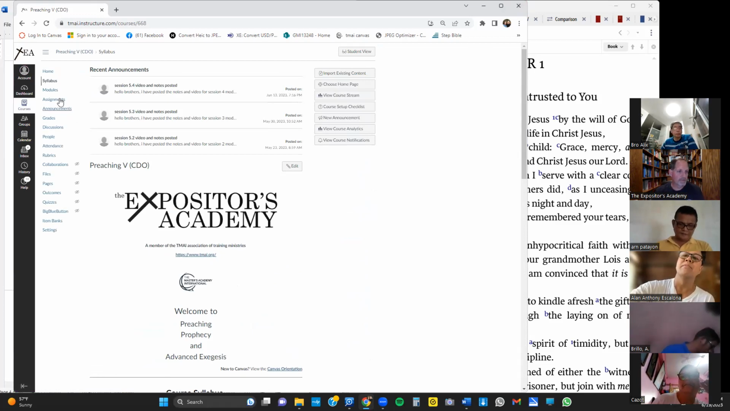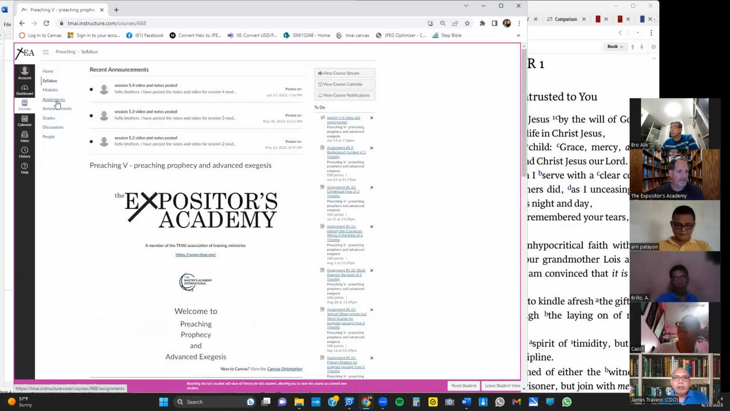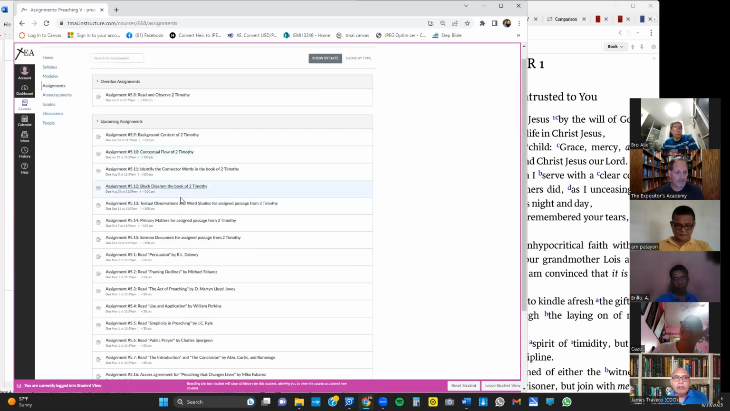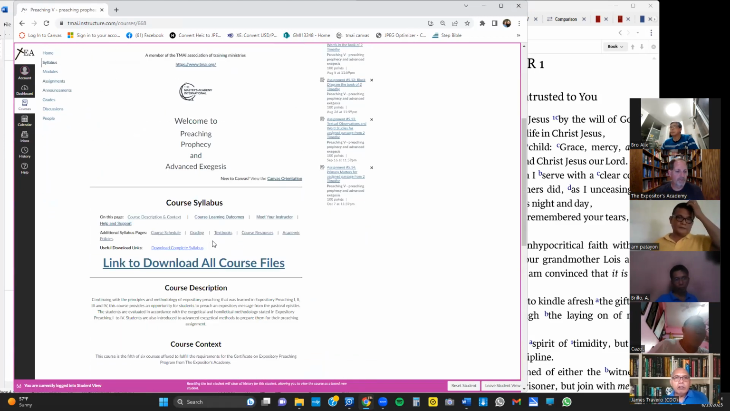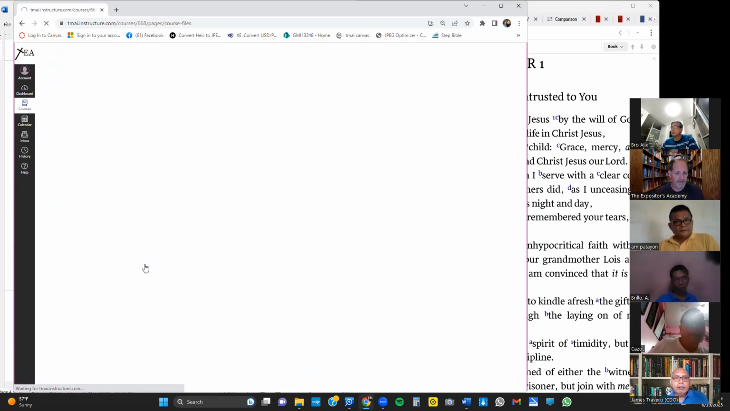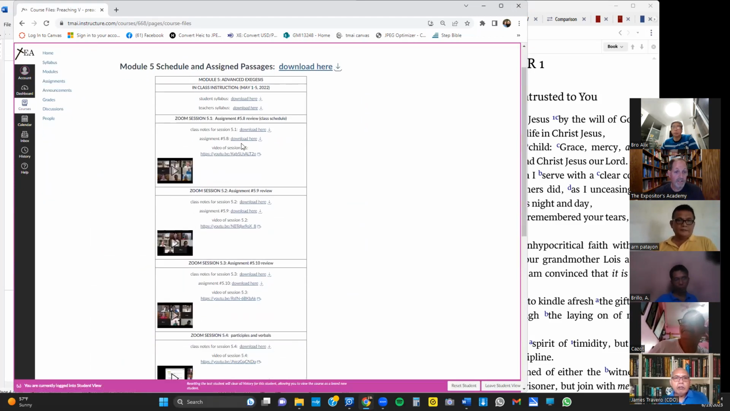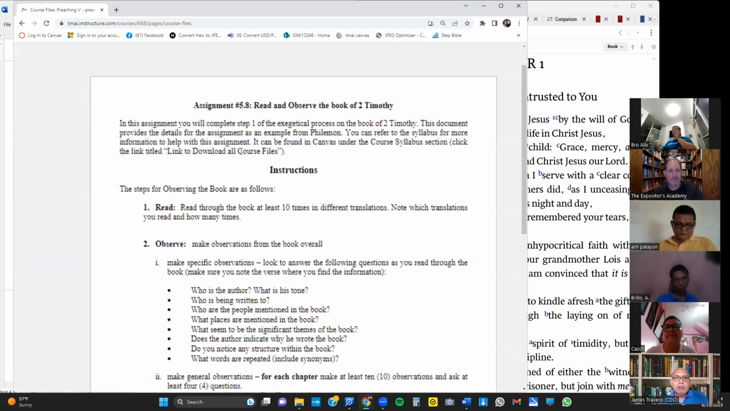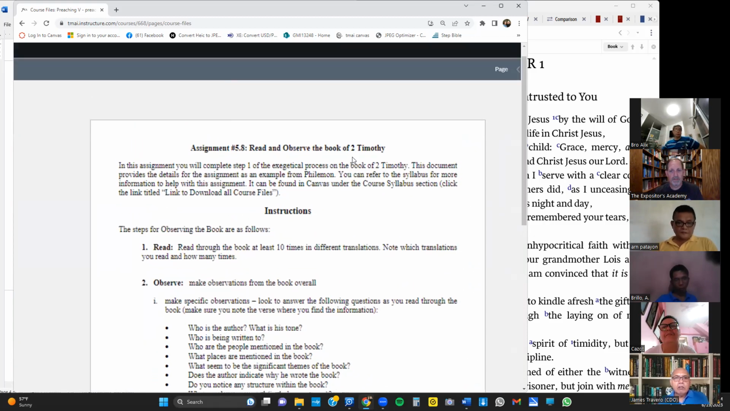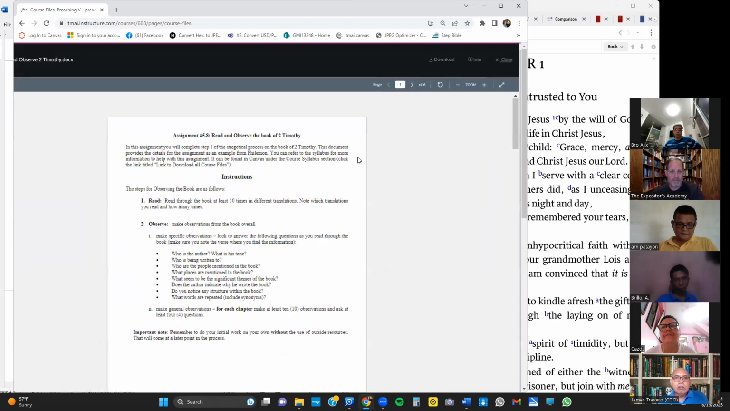Okay, and then of course the assignments. You can either go directly to the assignments section here on the left, which will take you to all the assignments, or you can go to that same link I showed you just a moment ago, this big link to download all course files, and you can dig your way through there just to get the assignment. Now, for example, if we're going to look at assignment 5.8, which is the read and observe 2 Timothy, we looked at this a few sessions ago. You can download it here, all right, as I did.